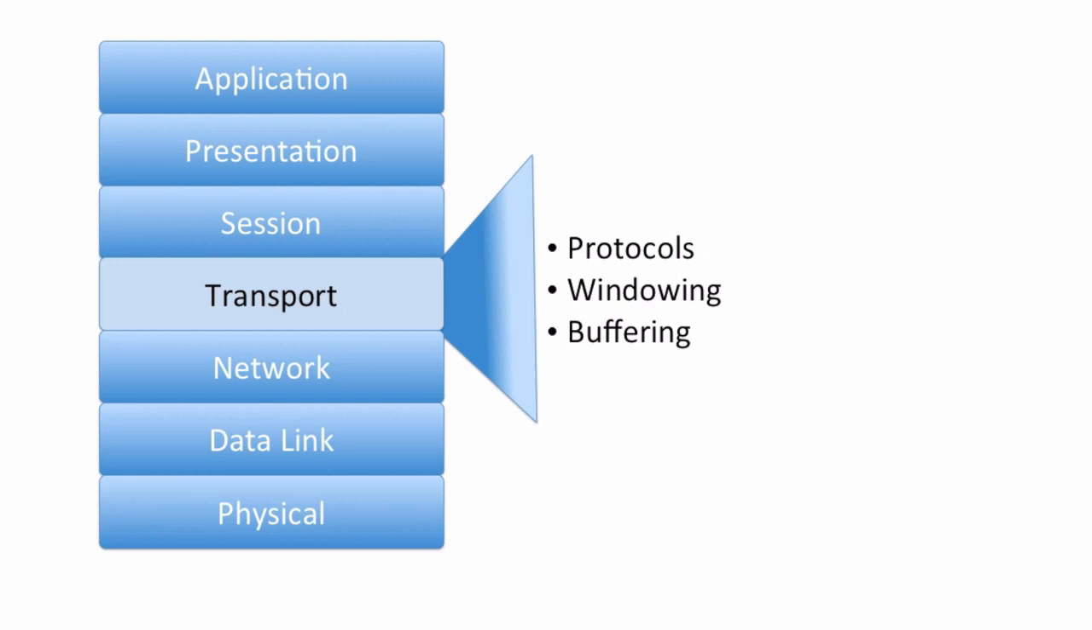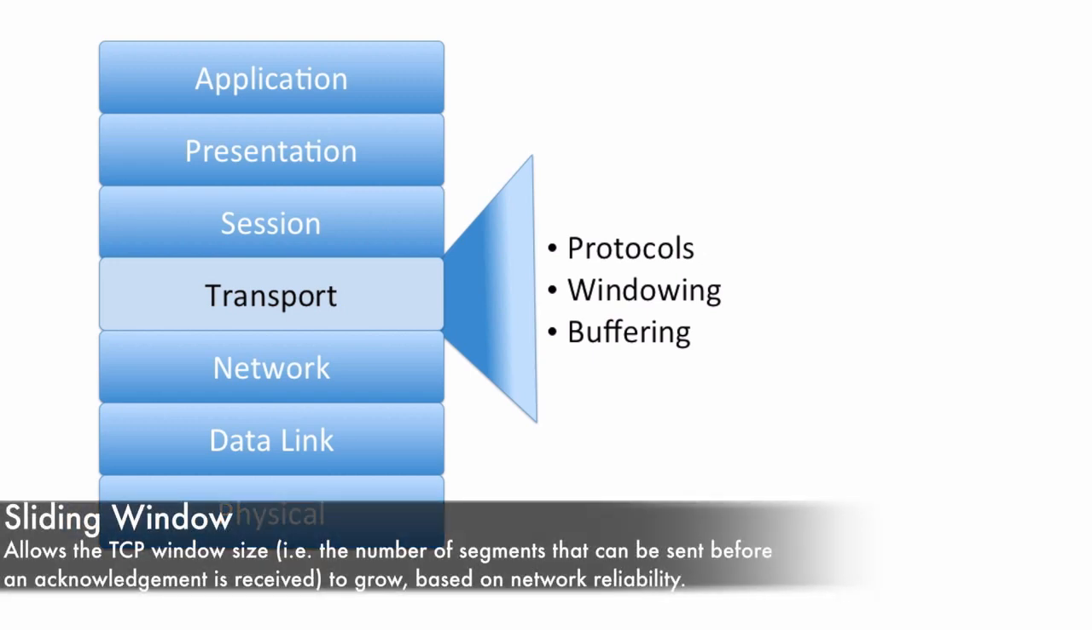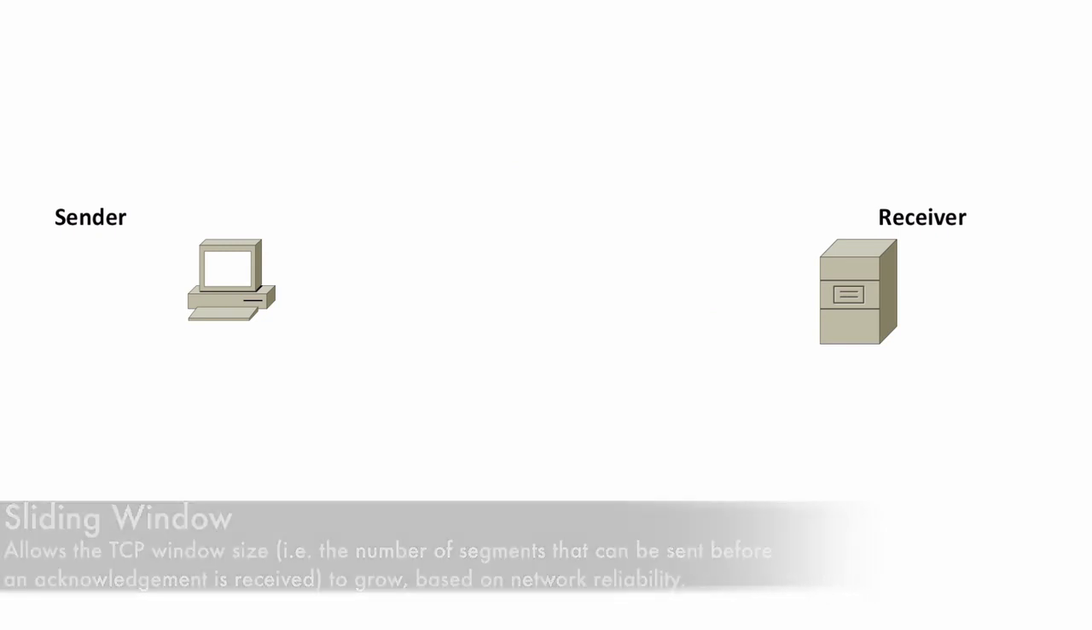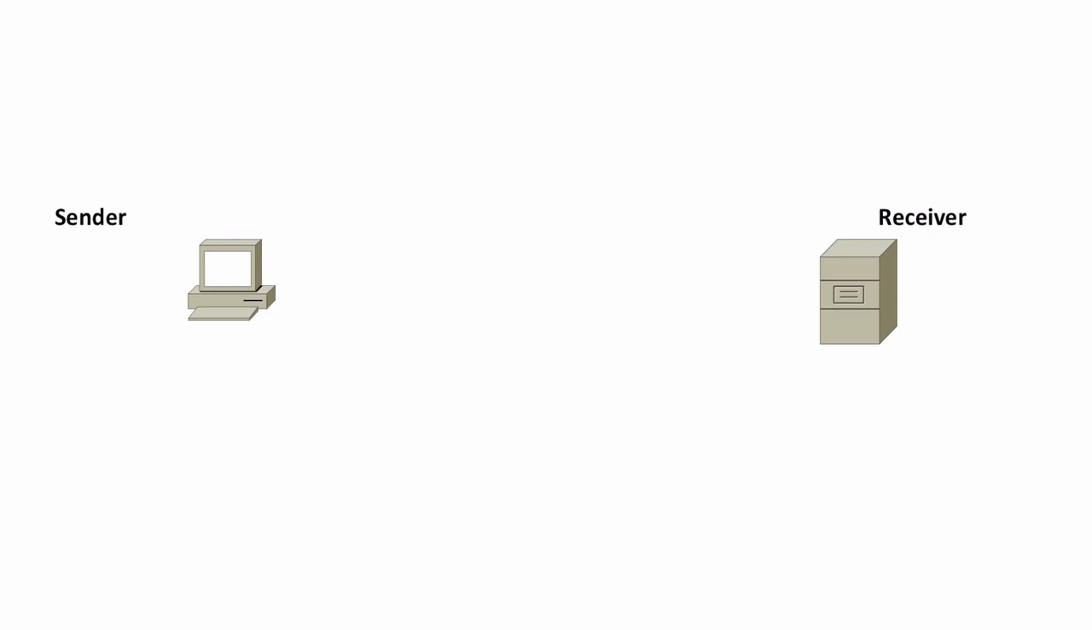Next, let's consider windowing. In fact, let's talk about something called a sliding window. This is something that TCP supports. Let me give you a graphic of what's going on here. Let's imagine that we have a sender and a receiver, and we start out with a small window size. In other words, the number of segments that I'm going to send before I receive an acknowledgement is 1. I'm going to start off with a window size of 1.